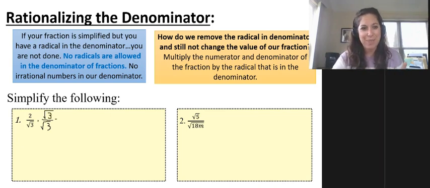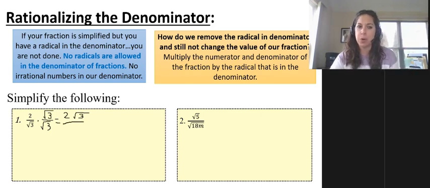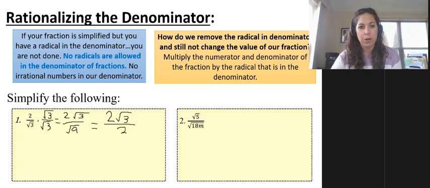Here's why. Look what happens. When I multiply, I have 2 times square root 3 on top. On the bottom, I'm left with square root 3 times square root 3. Square root 3 times square root 3 becomes square root 9. What do we know about the square root of 9? That's a perfect square. So this simplifies to 2 square root 3 all over 3.